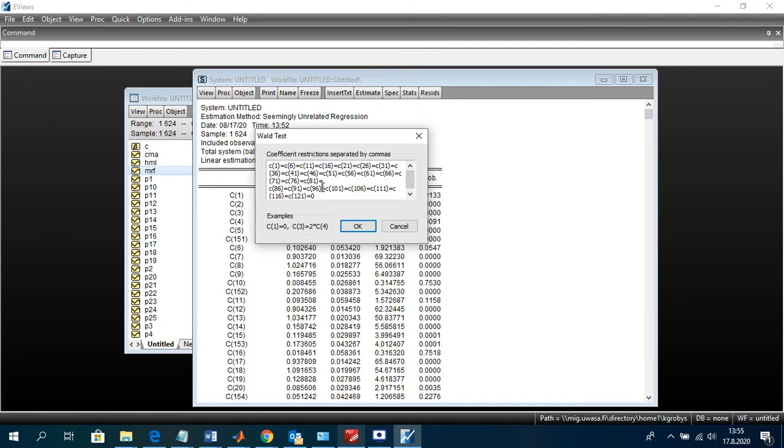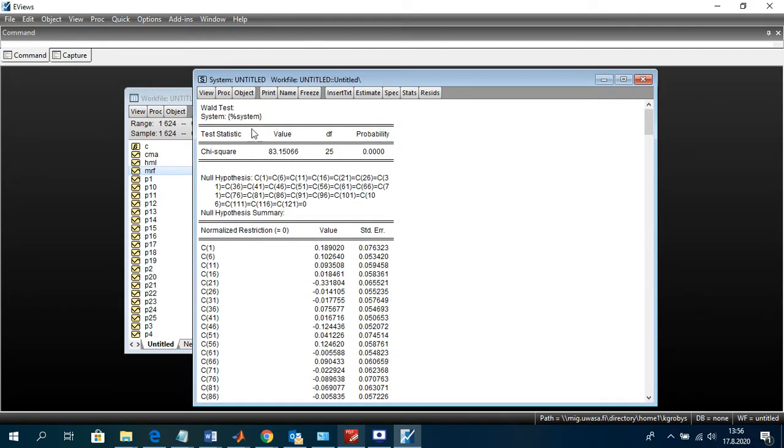If we do not reject the null hypothesis, implying that we accept the null hypothesis, in this case we would assume that this pricing model can price these 25 test assets correctly. So let's push the OK button. What comes out? All right.